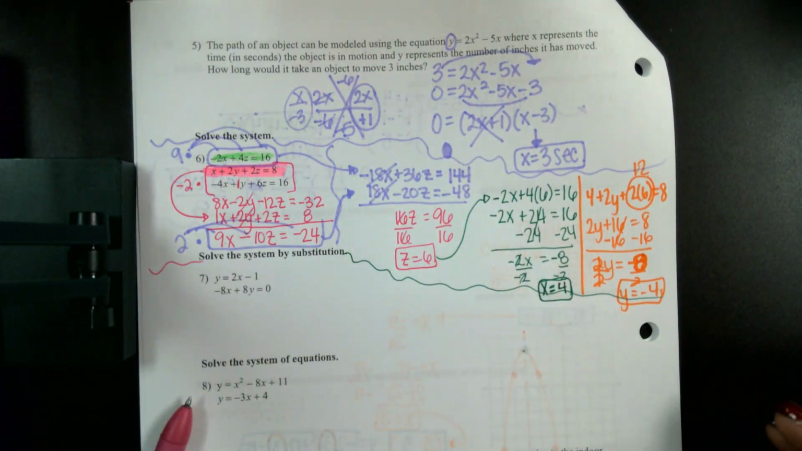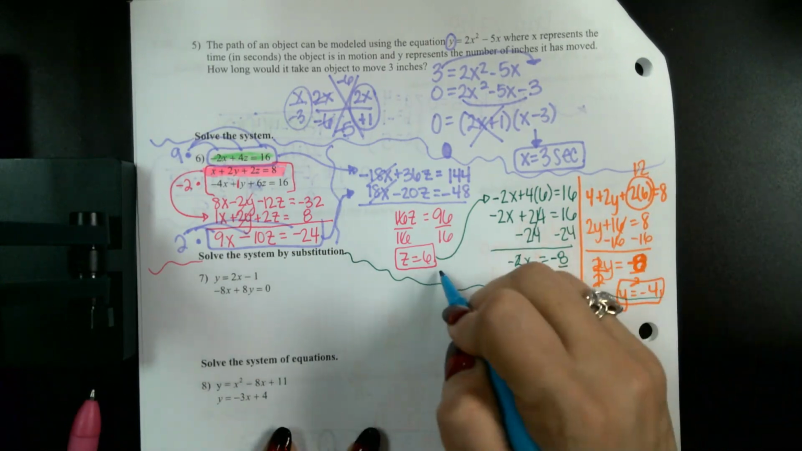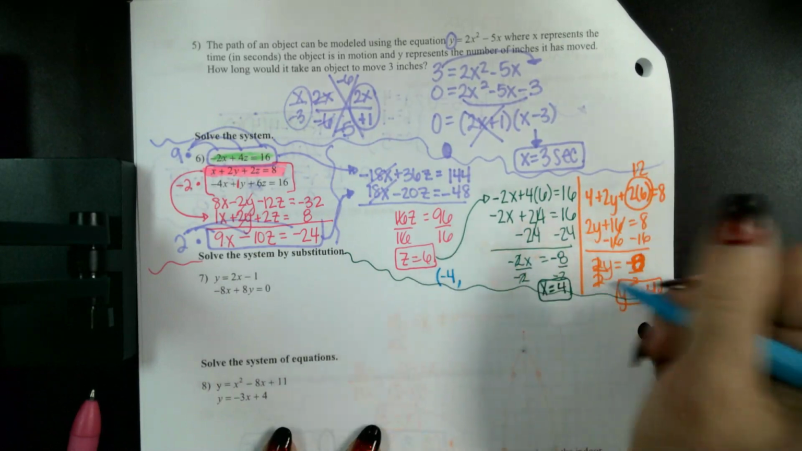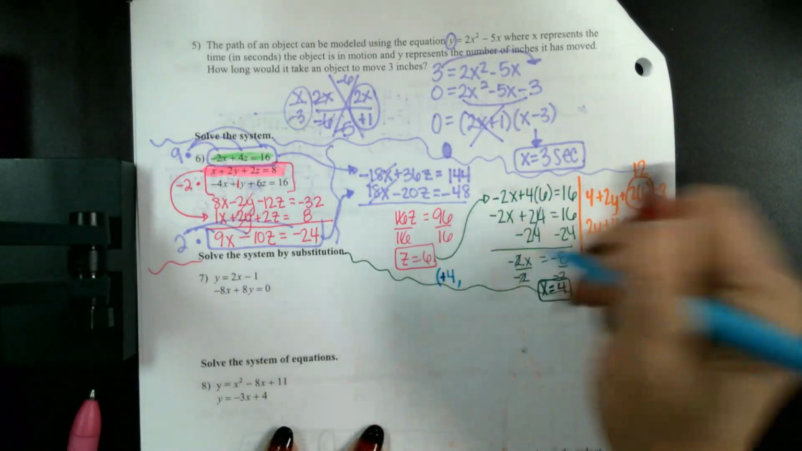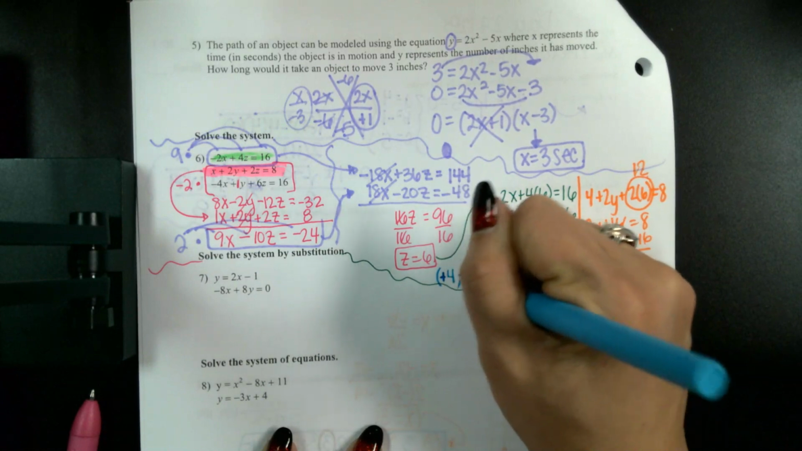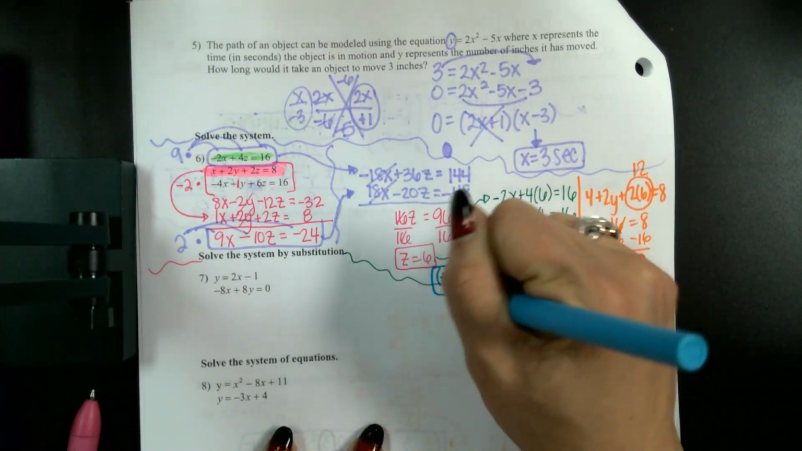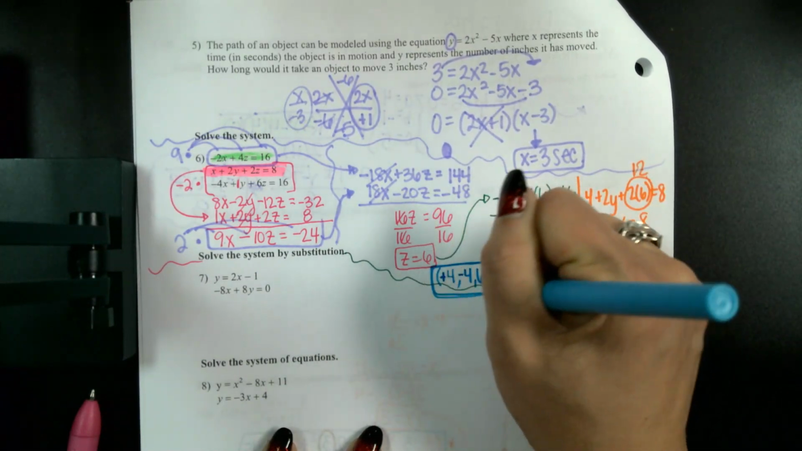And once you have all three, remember you're supposed to put them in a set of parentheses. And it would be x, comma, y, comma, z. So my x was negative 4. Oh, no, it wasn't. My x was 4, the y was negative 4, and the z was 6. So 4, comma, negative 4, comma, 6.